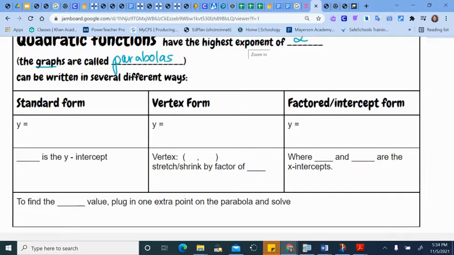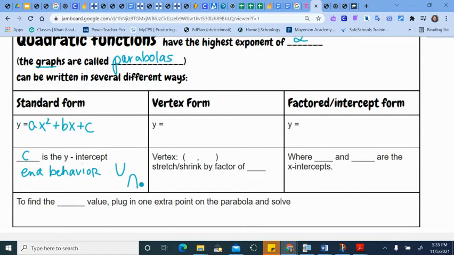One way is called standard form, and standard form really only tells us a couple helpful things. It looks like this, by the way: ax squared plus bx plus c. One thing it tells us is that c is the y-intercept. The other thing it tells us is a little bit about end behavior. If a is positive, we know it's facing up. If a is negative, it's facing down. So whatever a is, it tells us real quick if it's facing up or facing down.